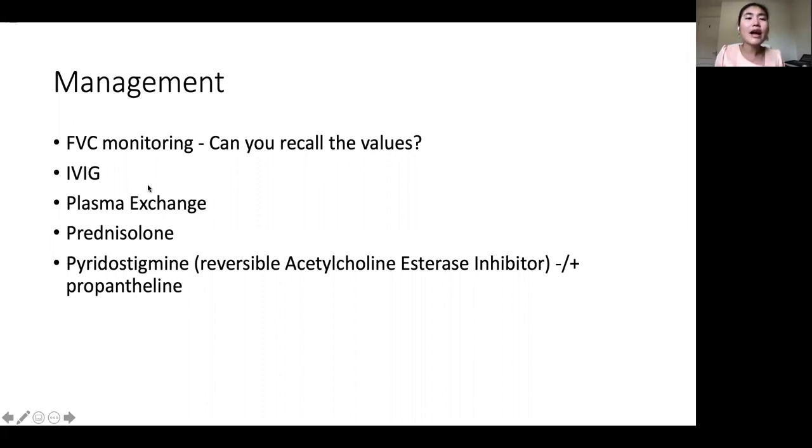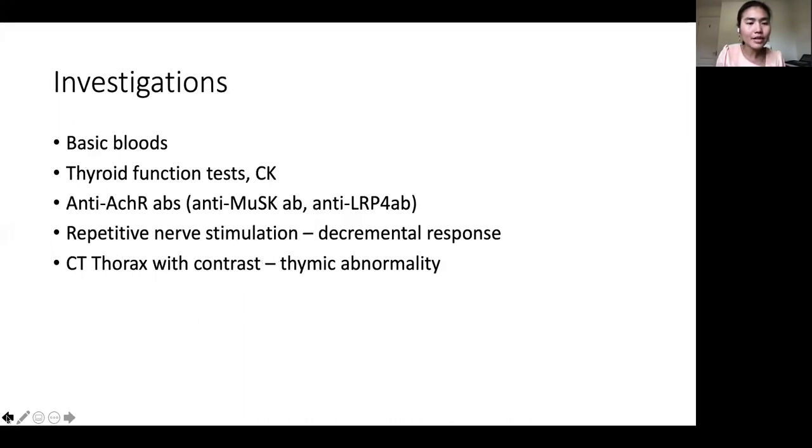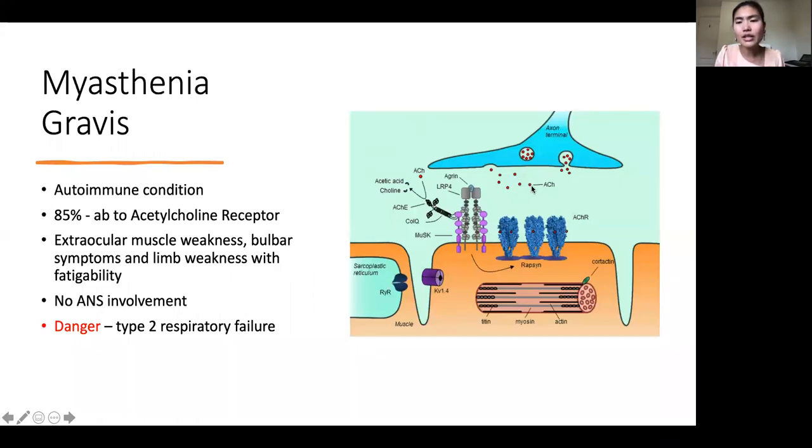Then again, similar treatment: IVIG, plus or minus plasma exchange. You can give prednisolone. You can also start pyridostigmine. I'm going to talk a little bit about pyridostigmine. After acetylcholine has done its job, it is metabolized by the acetylcholine esterase enzyme to acetic acid and choline. In myasthenia gravis we have less supply of acetylcholine, so we want to work it a bit harder. So we reversibly block this enzyme so that we have increased availability of acetylcholine. That's how pyridostigmine works.